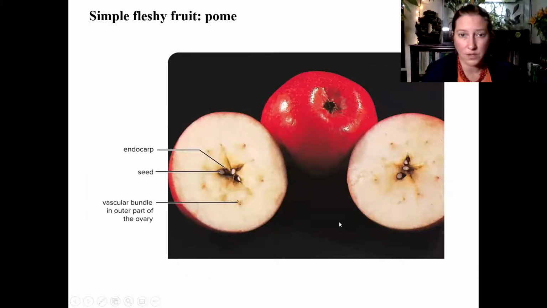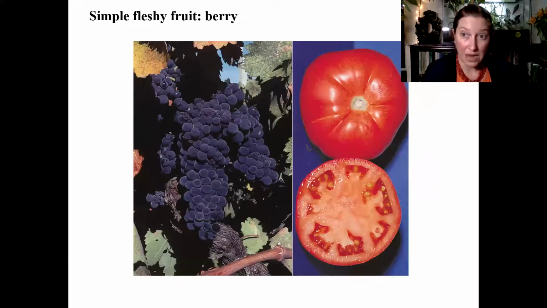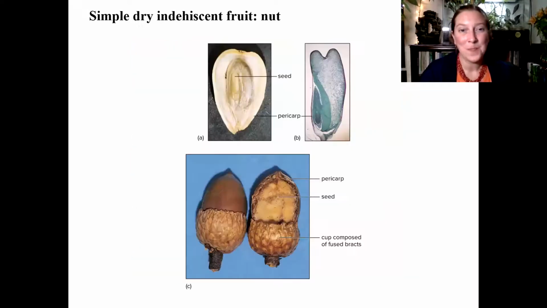Just to give you some examples, an apple is an example of a fruit called a pome. Then you have drupes. Here we have an almond on the left, olive in the middle, and a peach on the right, all of which are examples of a drupe. Berries, so grapes are an example of berries. Tomato is an example of a berry. Yes, it is. Then these are your simple dry indehiscent fruits.